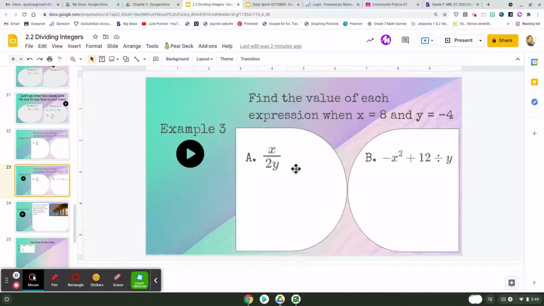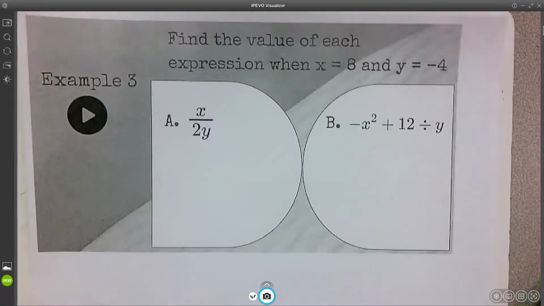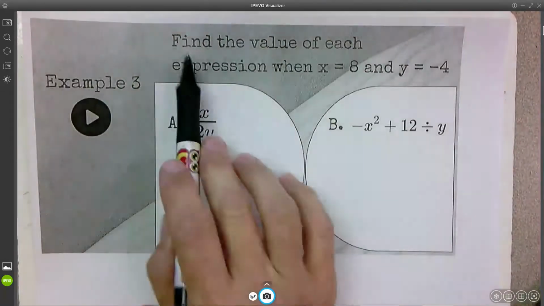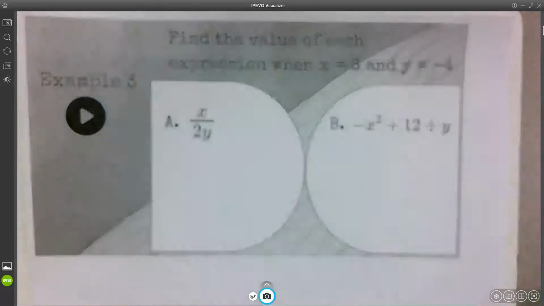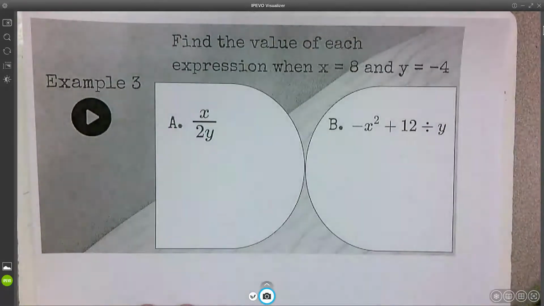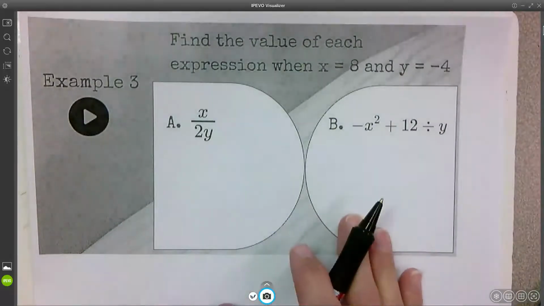All right, here are examples 3A and B. So again, flipping over to my camera, and I have a printout of the two problems right here so we have room to solve them. It's asking us to find the value of each expression when x equals 8 and y equals -4. So the first thing I need to do is write down the given problem and then rewrite the problem with the numbers substituted in for the letters.